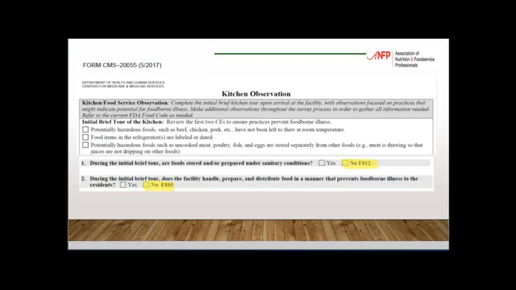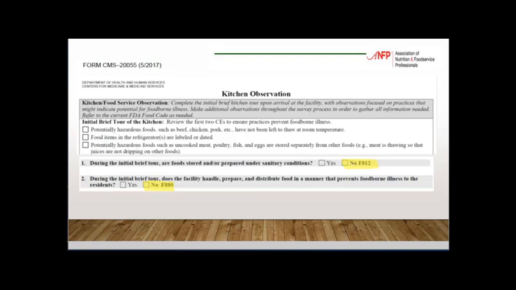Did they go in your storeroom and find something, like the powdered sugar is open and it's not in a Ziploc bag and there's no date on it? Or did they see something that wasn't sanitary? Could be one of your cooks has a beard and wasn't wearing a beard guard. There we are. We're going to mark no, and it's going to be under F812, which is our lovely sanitation tag. And that is the one that talks about if you procure, store, prepare, and serve food under sanitary conditions.